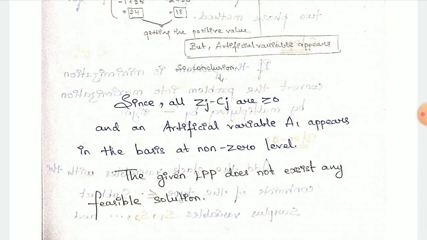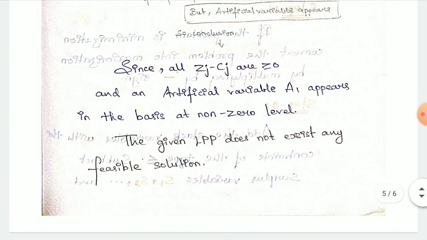So you have to go through this Big M method. The next class we have to see the two-phase method. So first you have to be clear about this simplex method as well as Big M method. Then only it will be clear for the two-phase method.